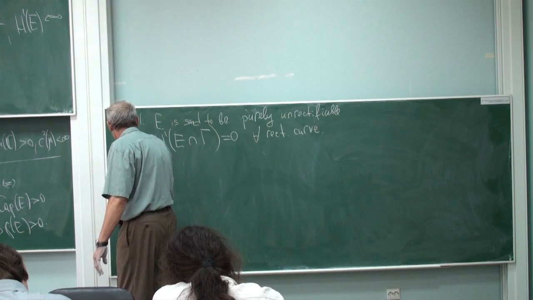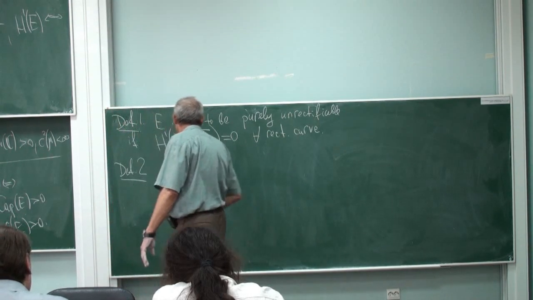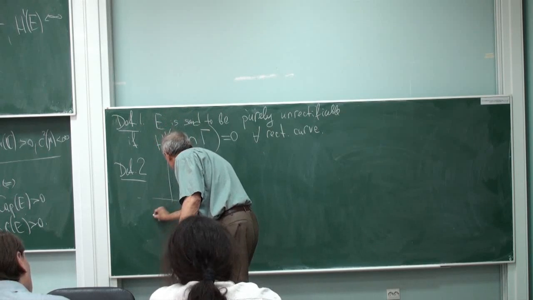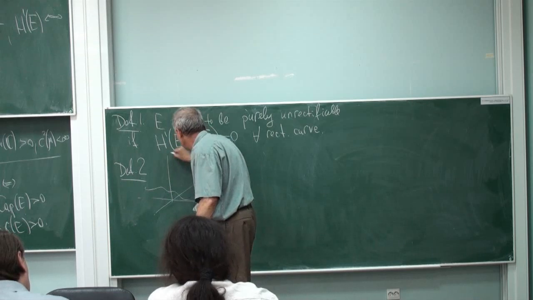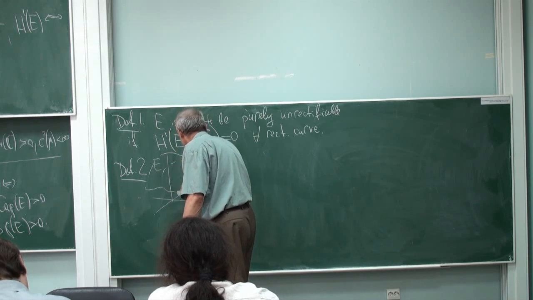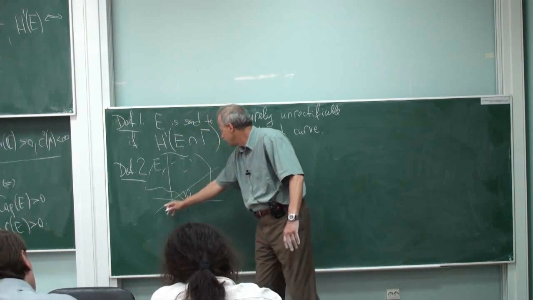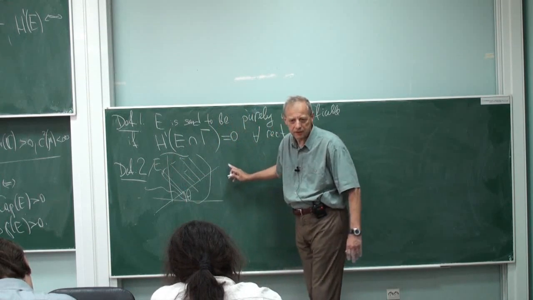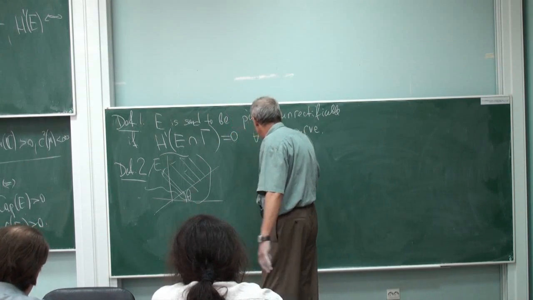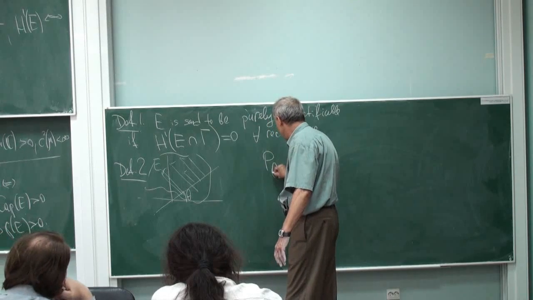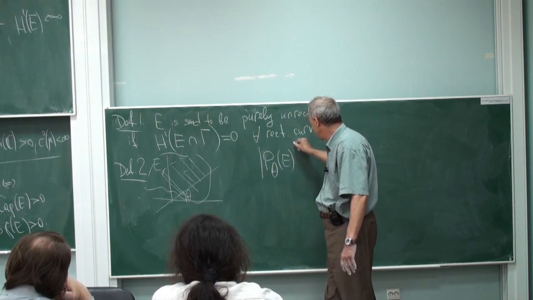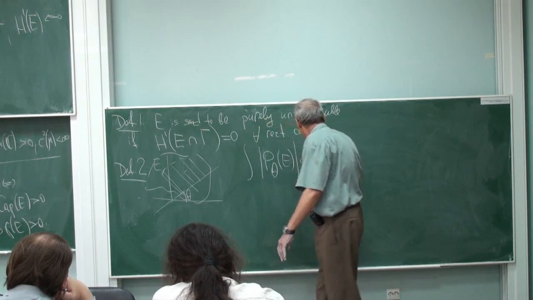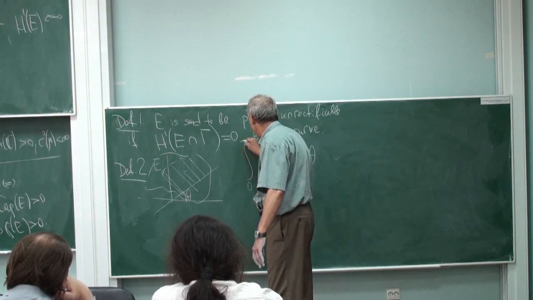And the second definition: what's the Favard length? We have some compact set E, and we have some theta, and a straight line, and we consider the projection of the compact set onto this line. We will denote this projection by P theta of E, and we consider the length of this projection. And then we integrate over all theta from 0 to pi.